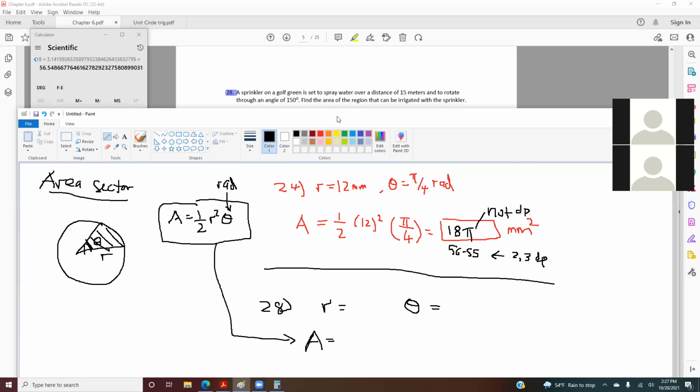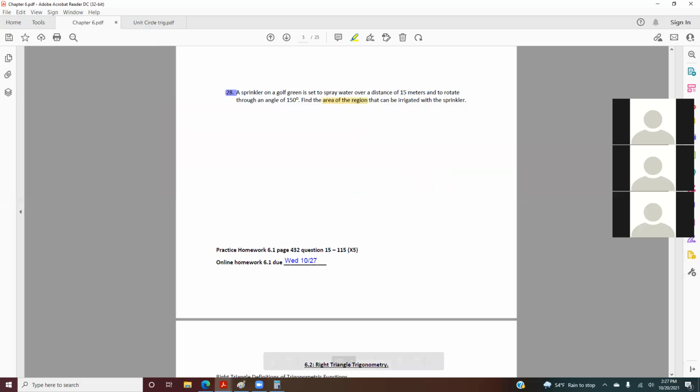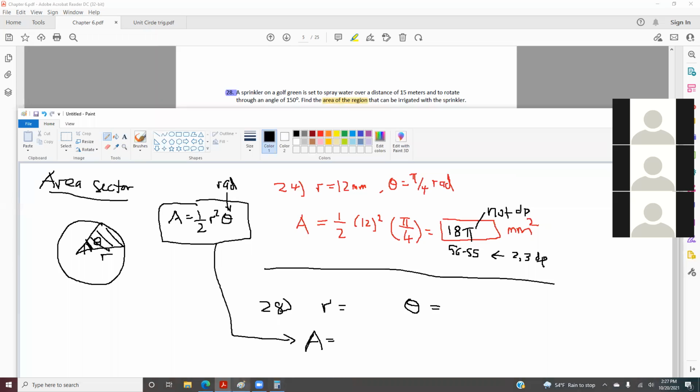Avery, what is the radius of this question? 7.5. No. Now, this one you do not need to divide by 2, because when you talk about the water sprinkler, it sprays like that and then it comes back, right? So this is your water sprinkler here. Your radius in this case is actually what? 15. 15 meters, yep.